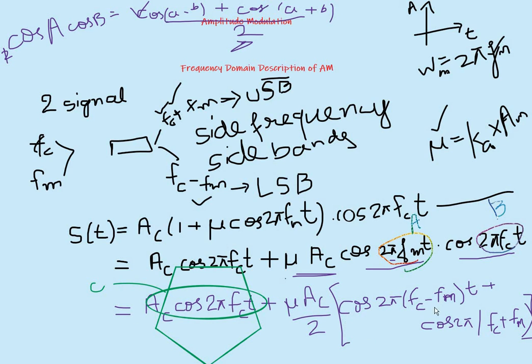Here we have LSB, the lower sideband, because we are doing Fc minus Fm, so this is the lower sideband. Here we have USB, the upper sideband, Fc plus Fm. So in the case of an AM signal, in the frequency domain representation, we are observing a carrier signal plus one lower sideband and one upper sideband.